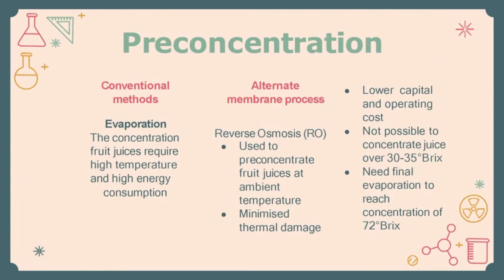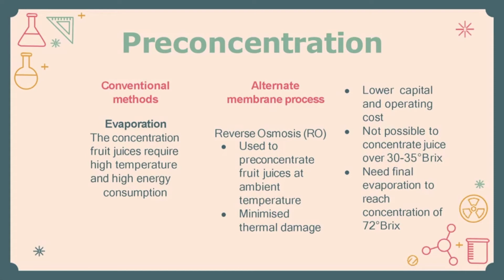The next is the pre-concentration process. In the conventional methods such as evaporation, to concentrate fruit juice requires high temperature and high energy consumption. RO is an alternate membrane process that can be used to pre-concentrate fruit juice at ambient temperature. Thus, thermal damage is minimized and lower capital and operating costs may be expected.